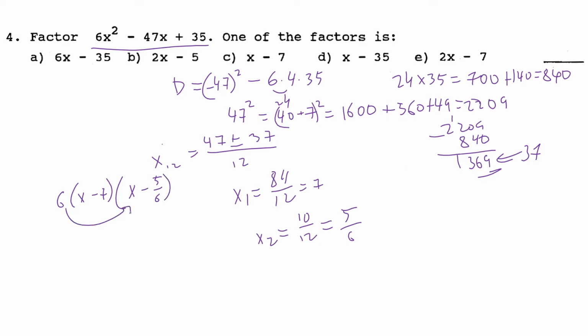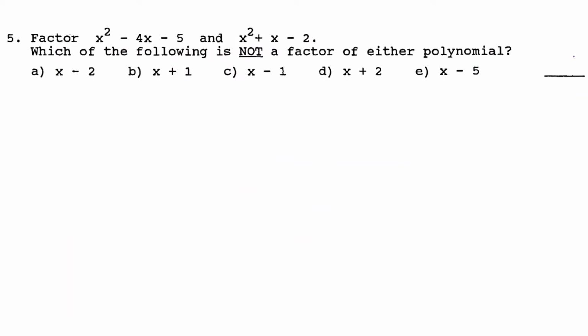I'm multiplying 6 in here, so it's x minus 7 times 6x minus 5. One of the factors is x minus 7, so it's C. Great. Factor the following, and which of the following is not a factor?